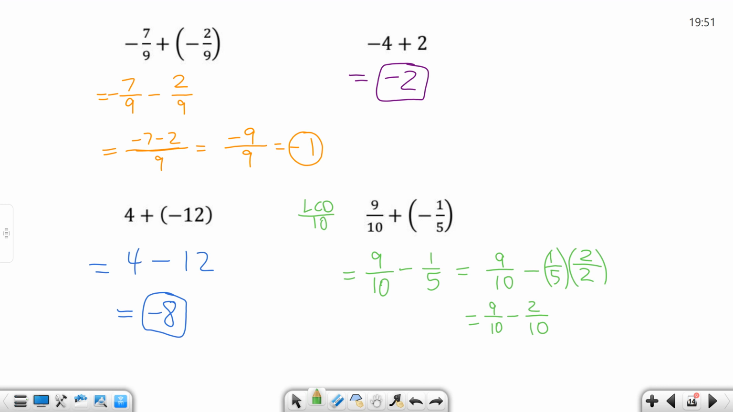Now you have a common denominator of 10, and I can come in here and go, okay, this is going to be 9 minus 2 over 10. And what does 9 minus 2 give me? 7, right? So it's going to be 7/10. And can I simplify that? The answer is no. So I'm done at 7/10 there, all right? Done at 7 over 10, or 7/10.